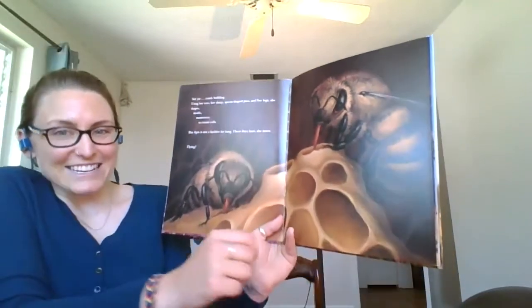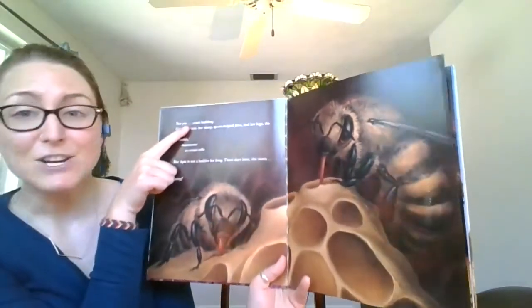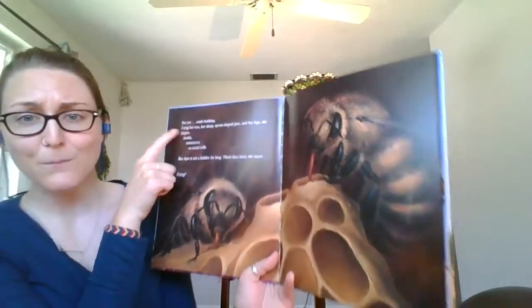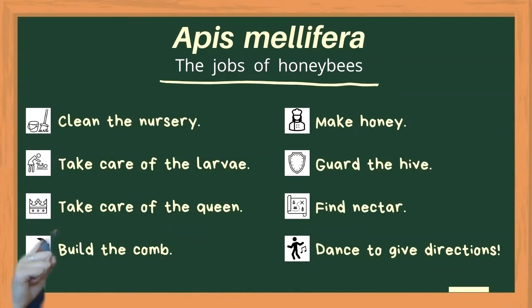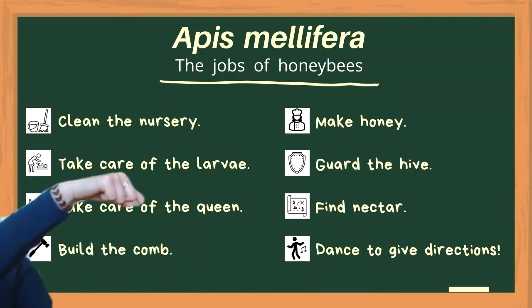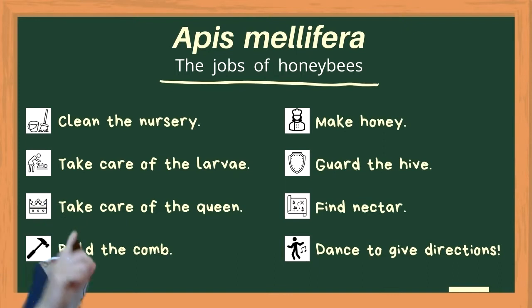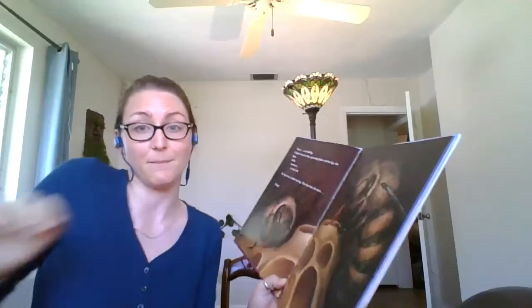And this was our next key detail. She's busy comb building. That would keep her so busy. So of course that's a key detail. So we put a picture of a hammer down here, and it says, build the comb. This will help us remember what her fourth job is.